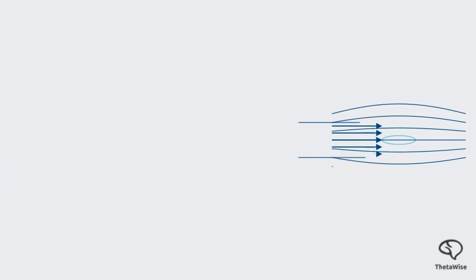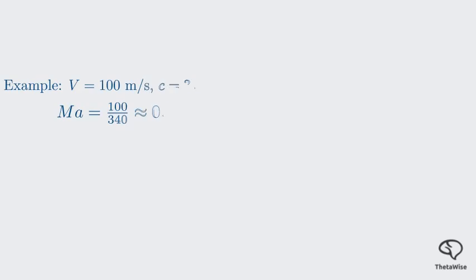Let's check the compressibility. The Mach number is 100 divided by 340, which is approximately 0.29. Since this is less than 0.3, we can simplify our analysis by assuming the air is incompressible.